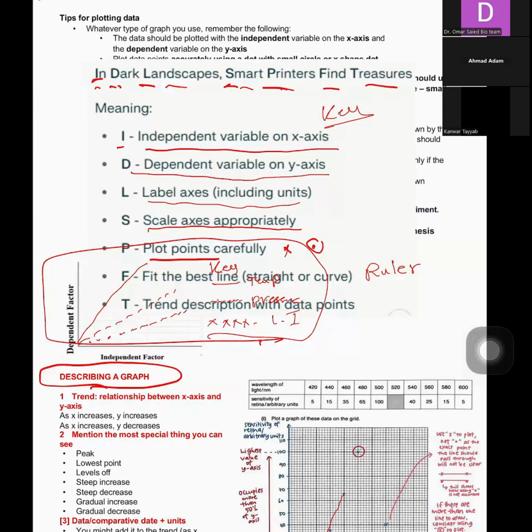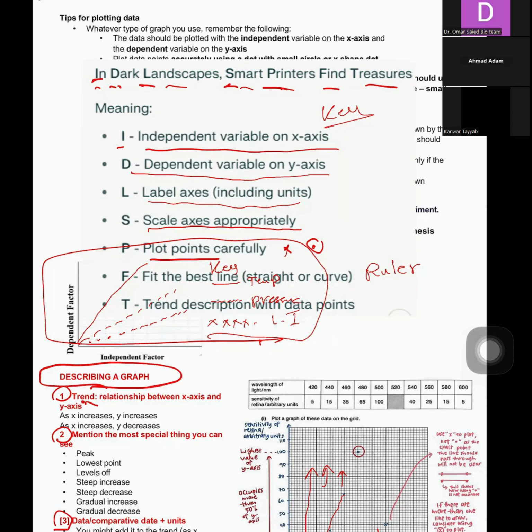Okay. The next question in graphs is how to describe a graph. To describe a graph, you have to mention 3 points. Number one, you have to mention the trend. For example, as X increases, as temperature increases, what happens to the Y? Is this one increasing and this one increasing? Is this one decreasing, this one increasing? This is called a trend.